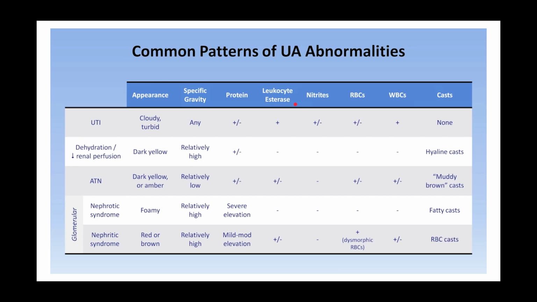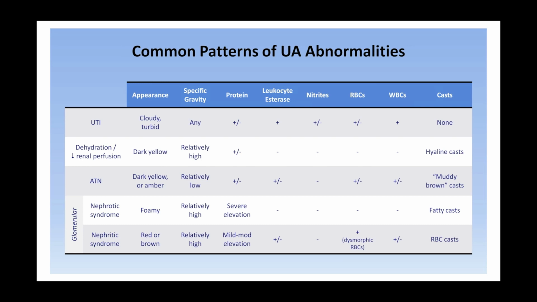in a UTI. And if the patient is dehydrated, the gravity is high, and also since the water content is low, the urine appears to be dark yellow in color, and also hyaline casts will be seen. In acute tubular necrosis, there'll be muddy brown casts, and also the urine would appear dark yellow and amber.